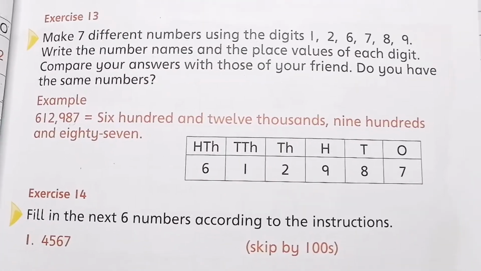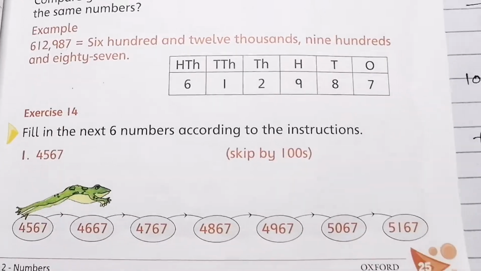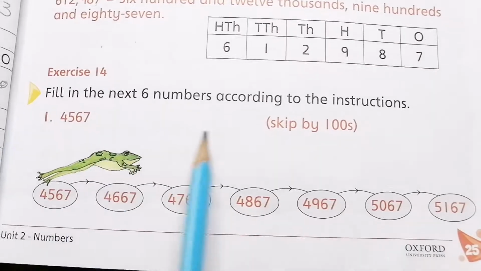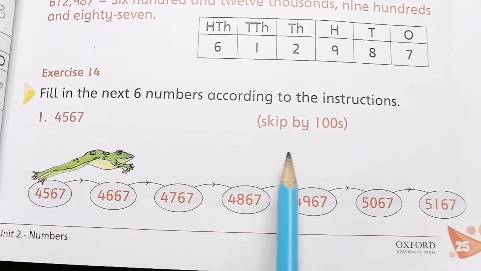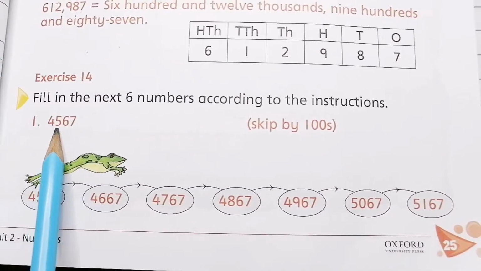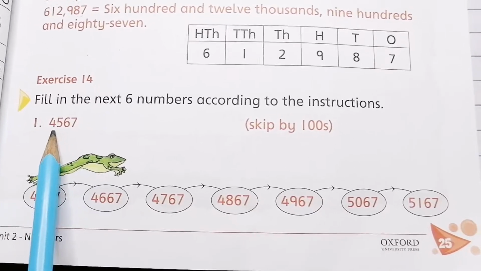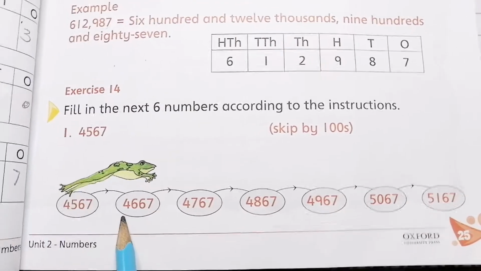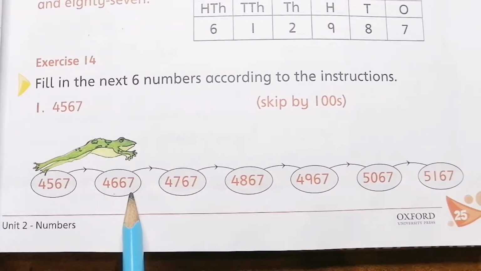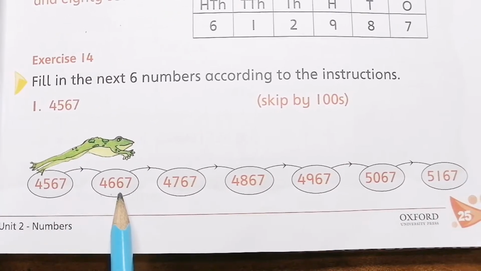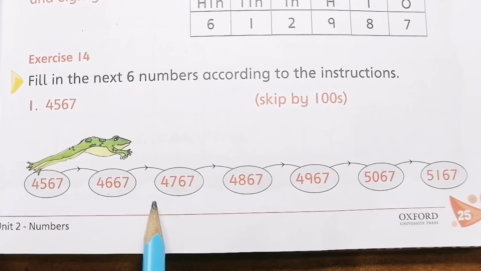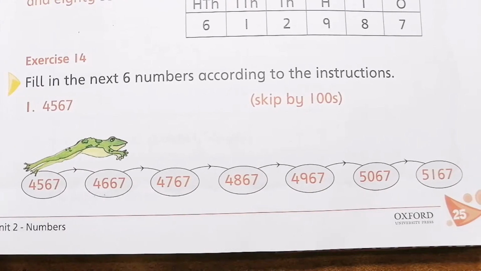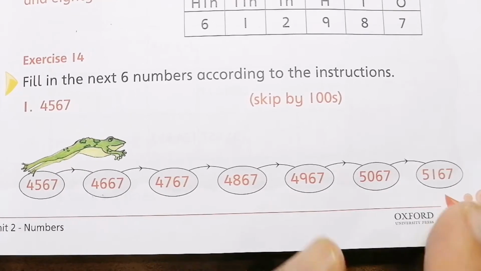Exercise 14, fill in the next 6 numbers. Here one example is skip by 100, right? We have this 4,567. So here you will write 4,667, right? We have skipped 100 place value. Here 4,767, right? Similarly you can write up to 6 places.